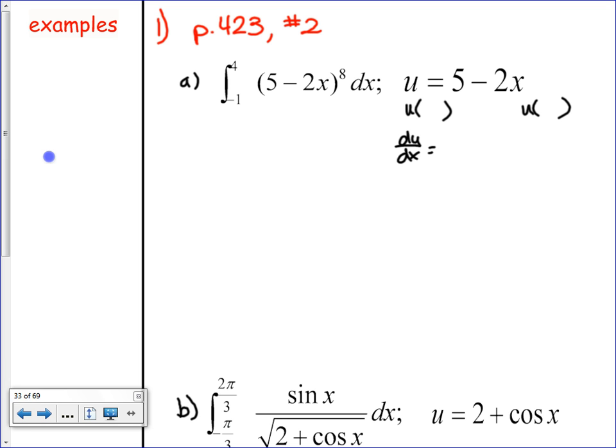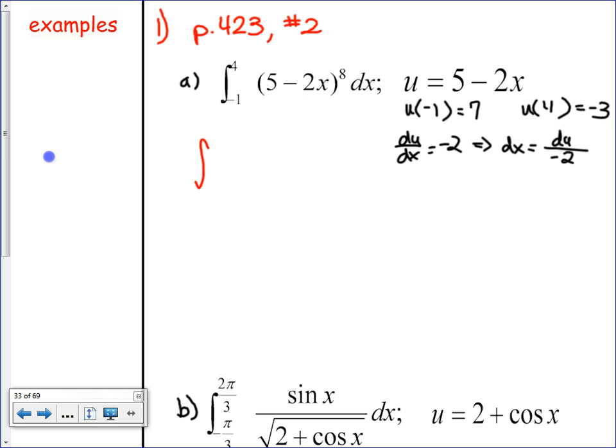It's a definite integral. So therefore I'm going to plug in a -1 and a 4. What can I do with that? I plug it in, right? So when I plug in -1, I get 7. And when I plug in 4, I get -3. Now everything else kind of stays the same except, how do I plug that in? What are my bounds?